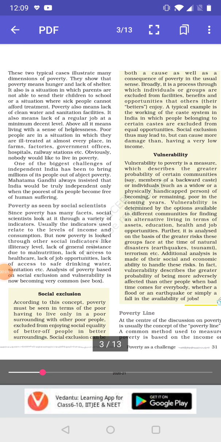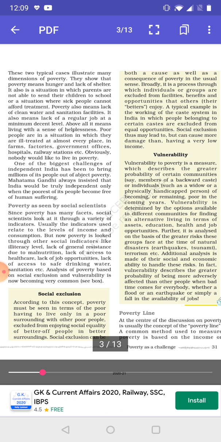In the last video, we tried to understand various aspects of poverty and how many things like unemployment, lack of education and health facilities, their living conditions, and lack of shelter were all somehow related to poverty. Now, in this video, we will see how poverty is seen by social scientists. Since poverty has many facets, social scientists look at poverty through various kinds of indicators.